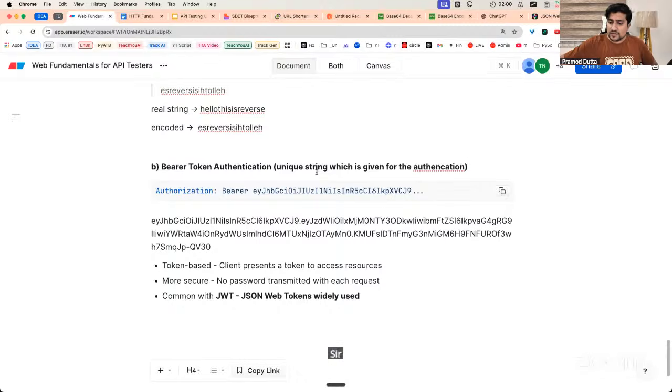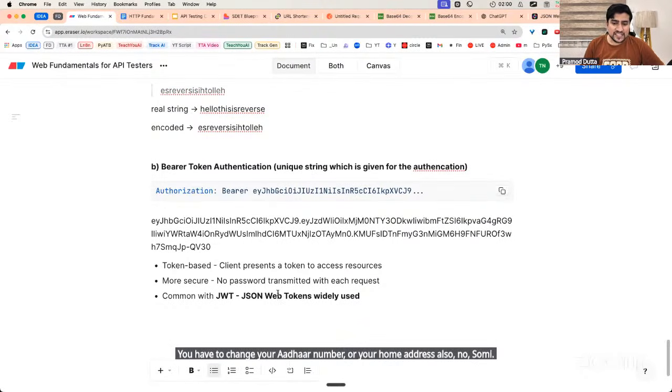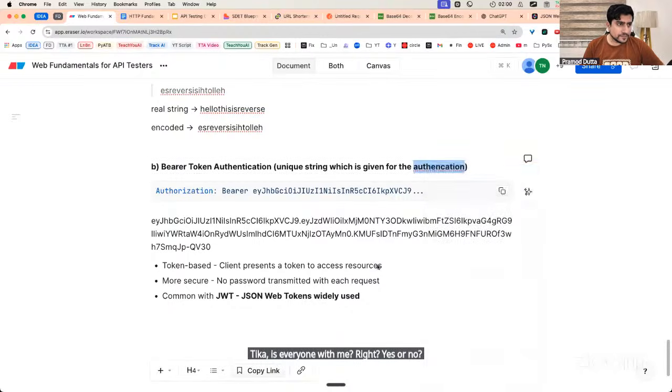Sir, what happens if the house address changes, then the Aadhaar card also changes? You have to change your Aadhaar number or your home address also, no, Soumya? Okay. Is everyone with me? Yes or no? Spelling mistake ho gayi, theek hai. Fix kar li, Hasi Kumar.